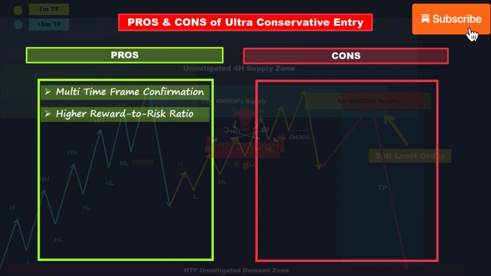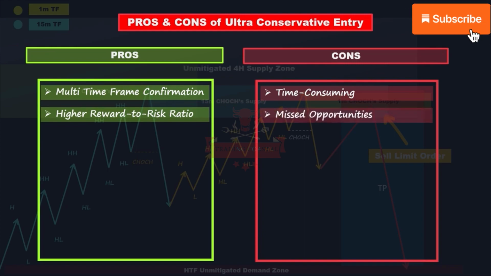However, there are notable cons to consider. First, this approach demands more time for monitoring price movements across various time frames. Additionally, seeking extensive confirmation before executing trades might lead to missed opportunities, even if prices move in the anticipated direction. Another downside is the potential to miss many trades when overly refining the entry criteria.